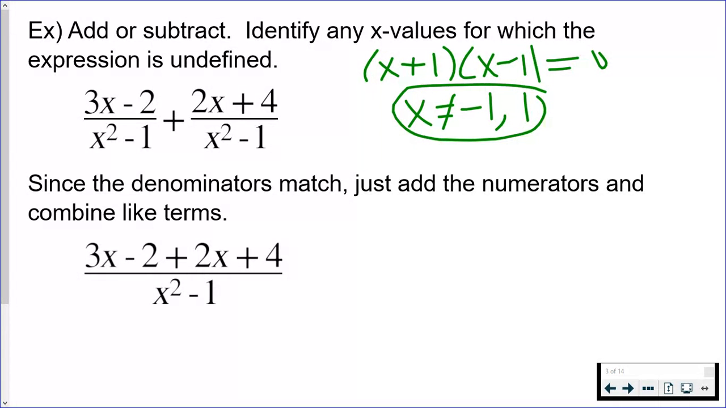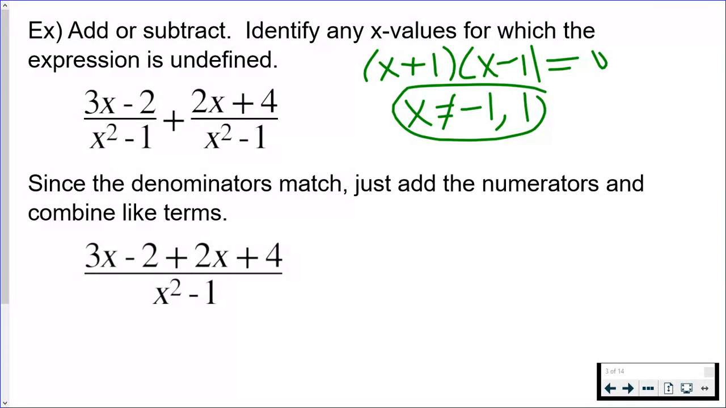So I'm going to use a not equal to sign to show that x cannot be negative or positive 1. Plugging in either of those numbers will give me a denominator of 0, and I can't have that. So that's just a note to make in the beginning. That's answering part of the question.